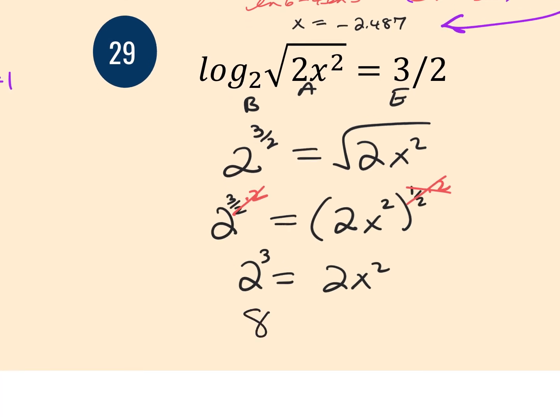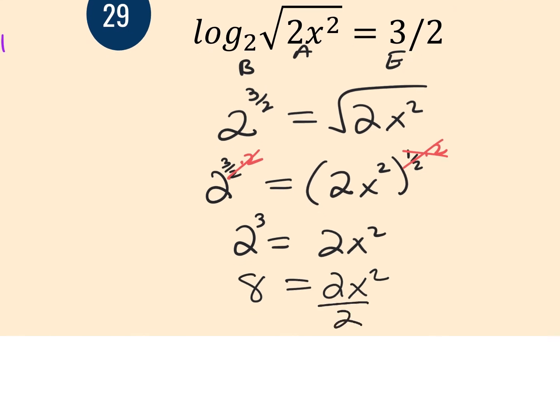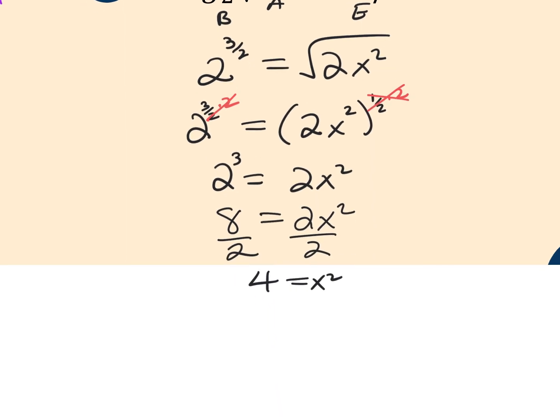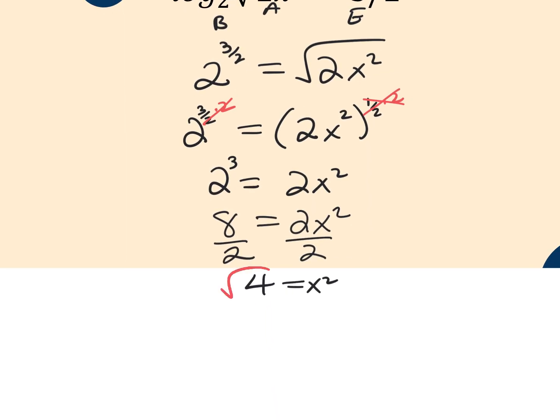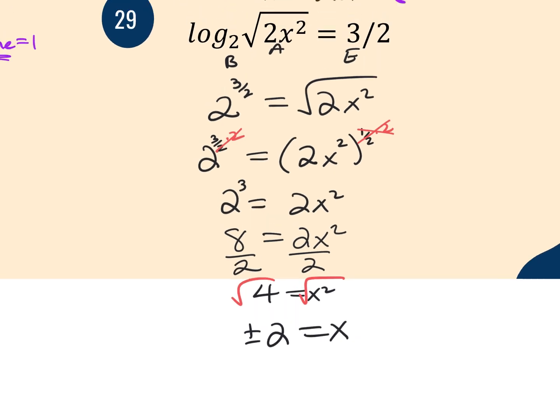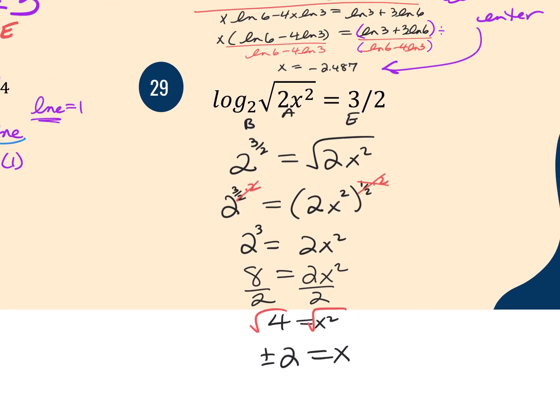2 to the 3rd is 8. Divide by 2. 4 equals x squared. Square root it. And x equals plus and minus 2. And they actually both work because where I have to plug it into is an x squared. So even the negative will make it become positive. So both answers are good because it doesn't make anything negative after I square it.